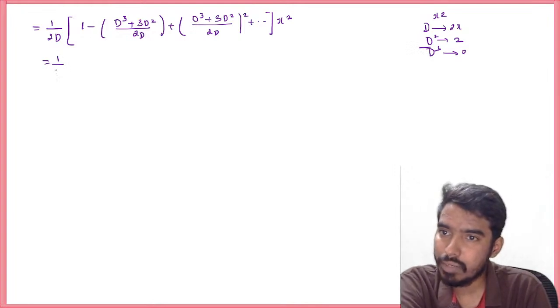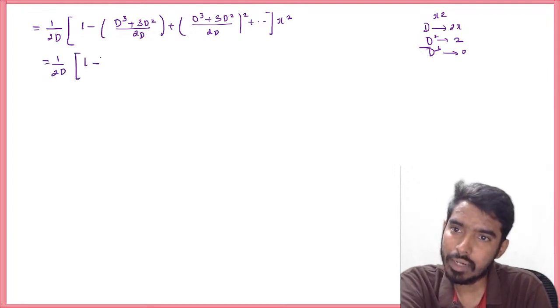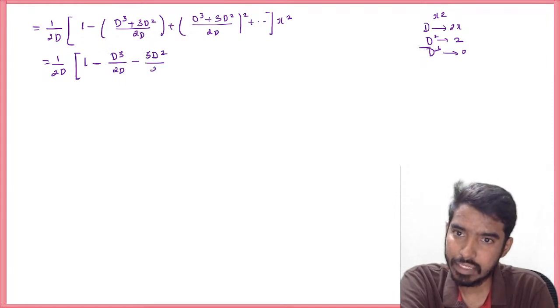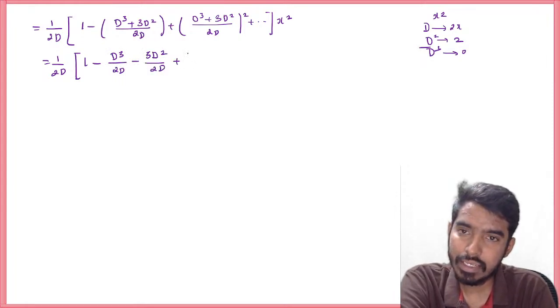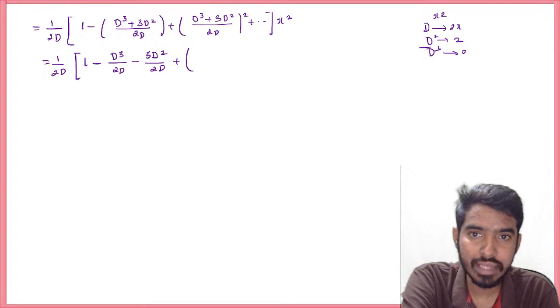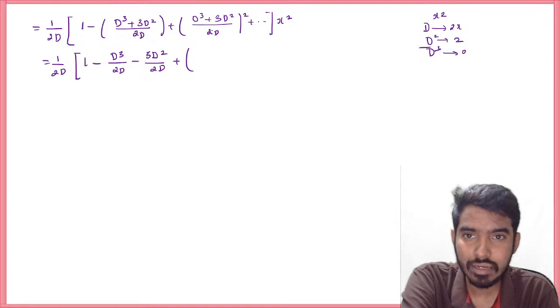So this will be 1 by 2d times 1 minus, and we will do this separately here: d cube by 2d minus 3d square by 2d. And if I expand the squared term, a square plus b square plus 2ab, everything will be of order greater than or equal to 4. Yes or no?